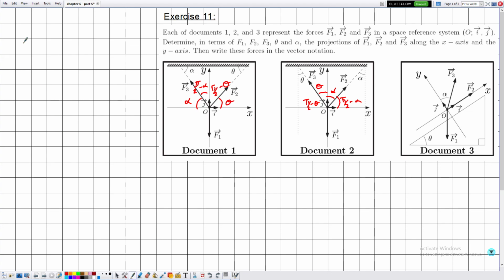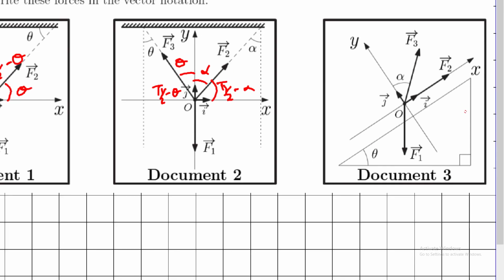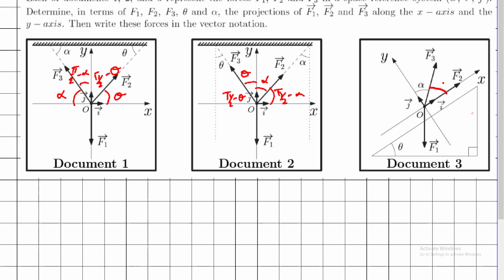Now as for document 3, before we start solving for the projections, let's analyze the angles. So if this is alpha and the angle between the x-axis and the y-axis is 90 degrees, then this is pi by 2 minus alpha.